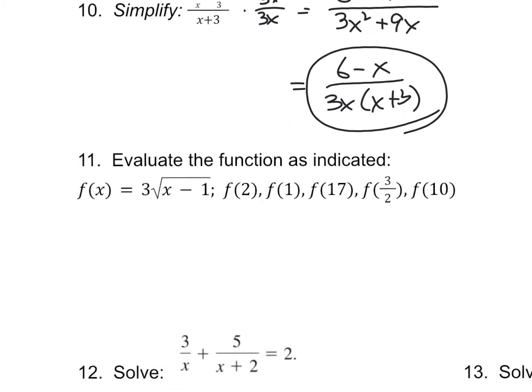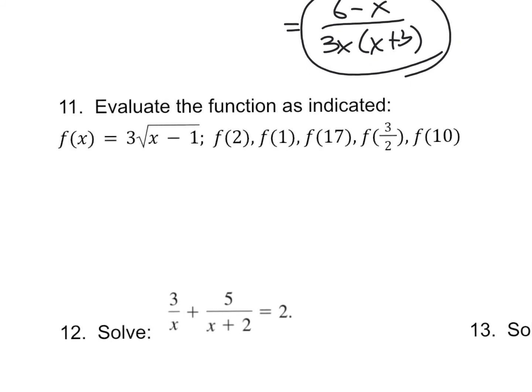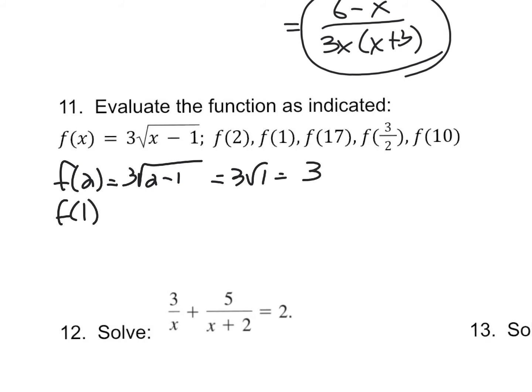All right. Number 11. Bunch of values to plug into this function. First one's f of 2. If I plug in 2, I'm just going to put a 2 in the square root where the x is. That gives me 1. 3 times the square root of 1, which is 1, by the way, is 3. f of 1, I'm going to plug in a 1. 1 minus 1 is 0, so I'm really doing 3 times 0, which is 0.